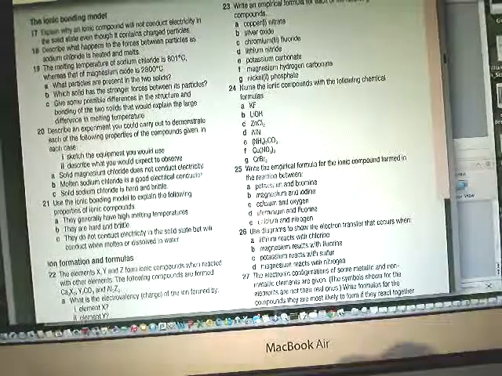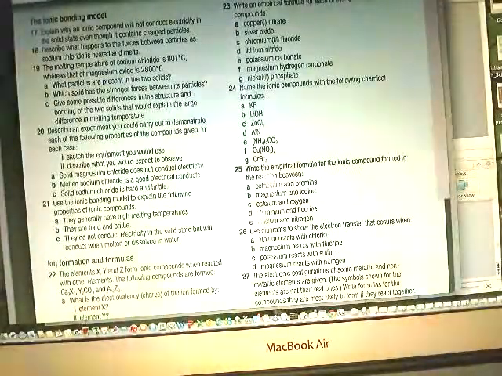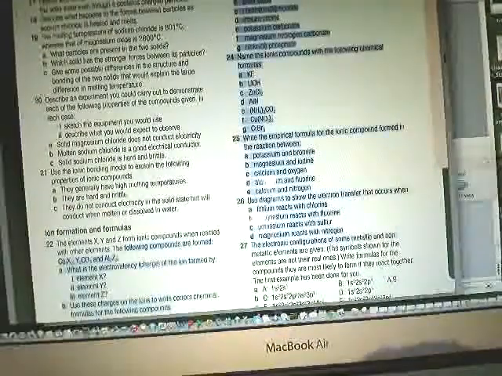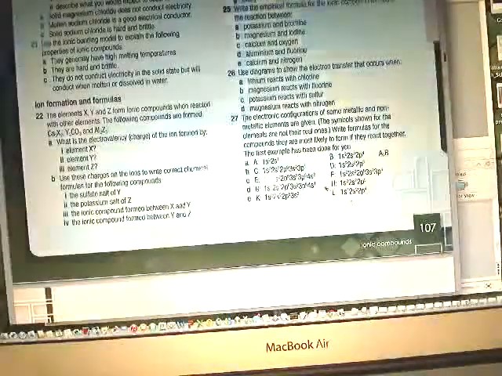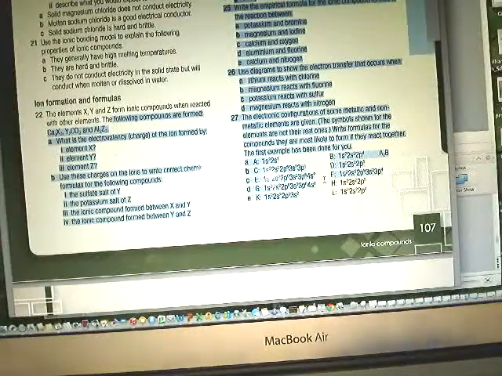So don't go to the ionic bonding model. Just go to ion formation and formulas. So do these ones, whatever it says on your questions to do each week. And yeah, just give students a bit of time to work through those textbook questions.